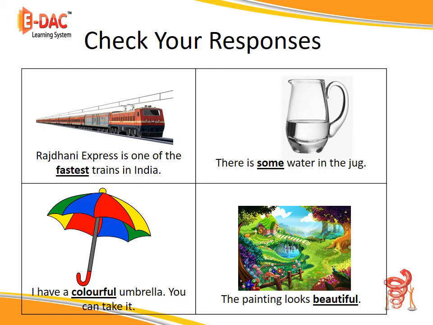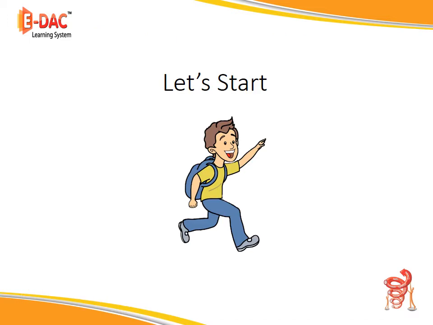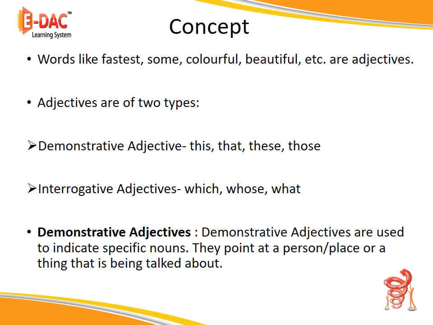So, children, let's quickly check our responses. Rajdhani is one of the fastest trains in India. The jug has some water. It is a colorful umbrella. You can take it. The painting looks beautiful. Let's start with the concept. Concept. Words like fastest, some, colorful, beautiful, etc.